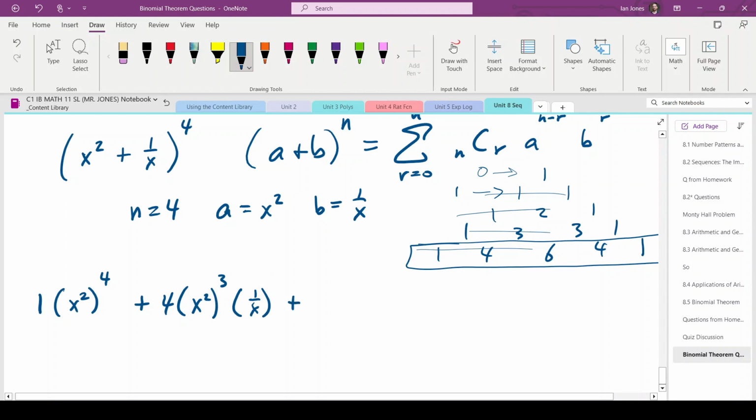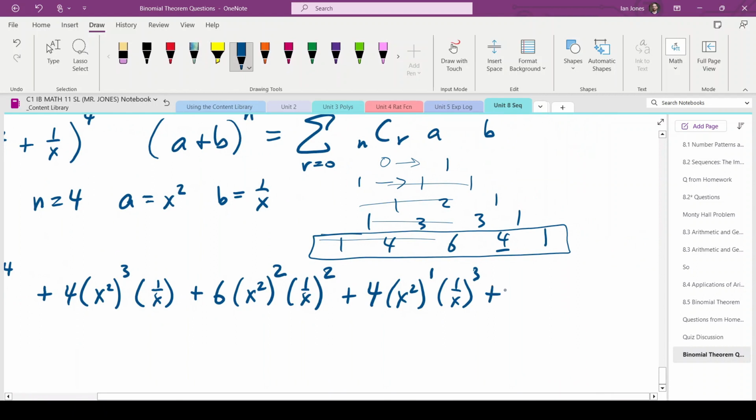Next, I have the next coefficient, which is 6. A to the 2. I just keep decreasing it. B to the 2. I increase it. It was 0, 1, 2. Next, I get 4. That's this 4 here. x squared to the 1, 1 over x to the 3.